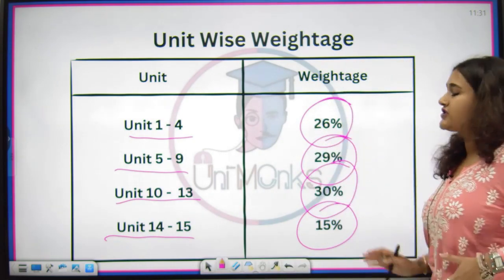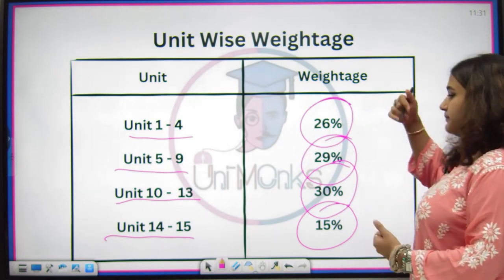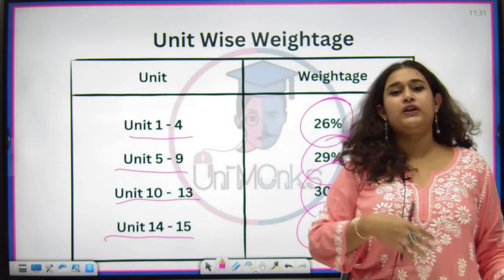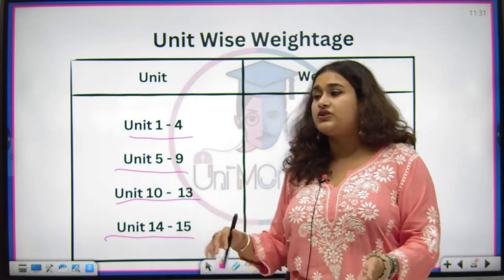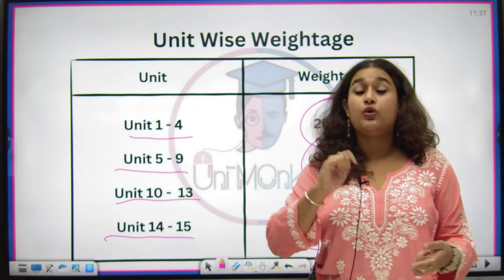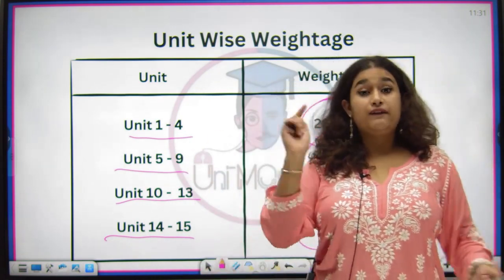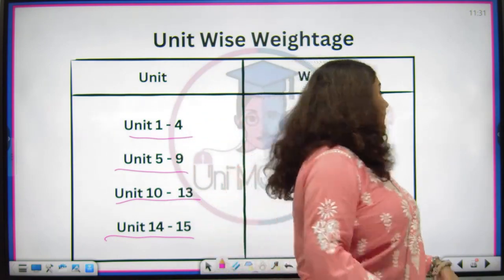All of the chapters are important. The weightage is not divided equally. When I give you the unit-specific weightage, you'll realize that they're not divided equally, and that is when you'll get to know which chapters are more important than some of the other chapters. If you want that, tell me in the comments.